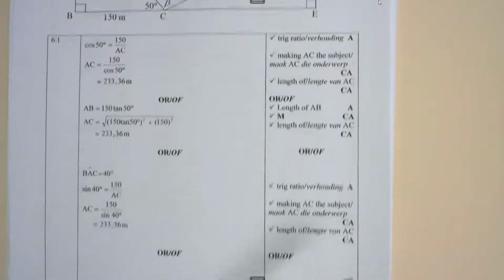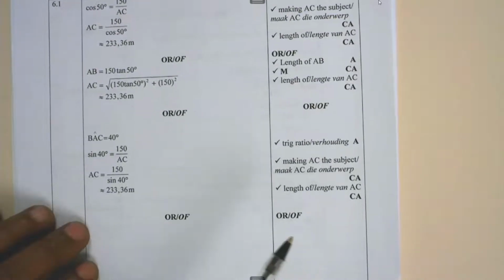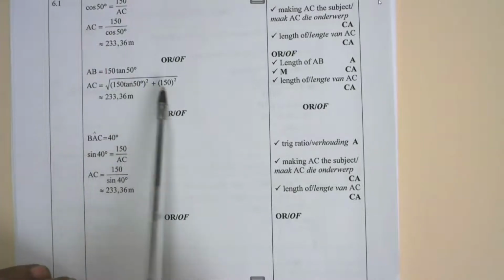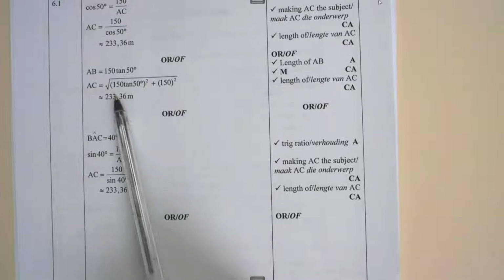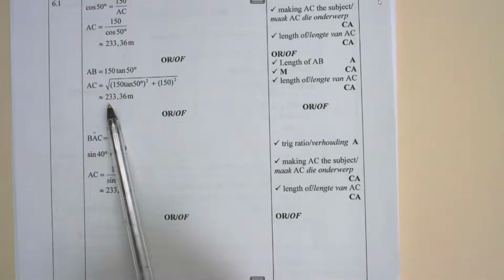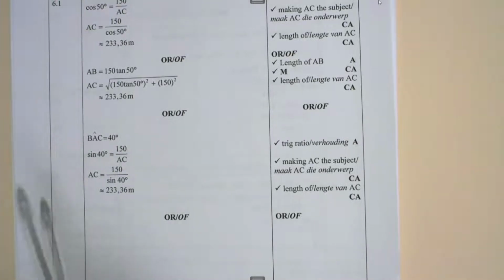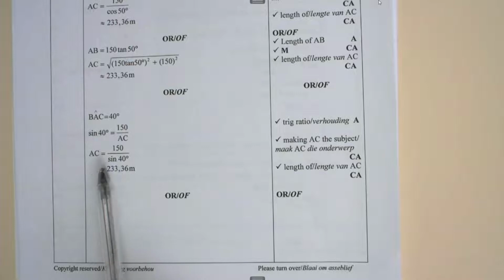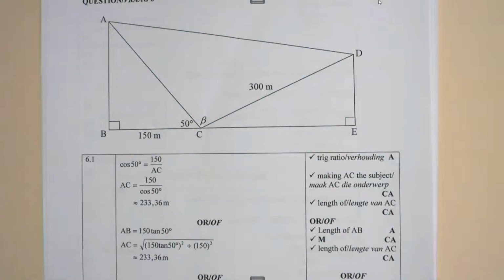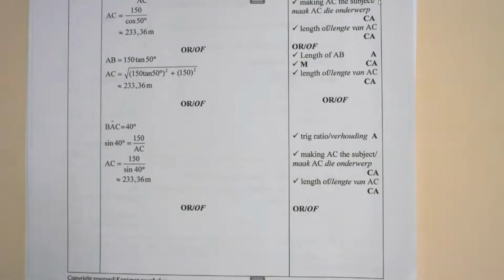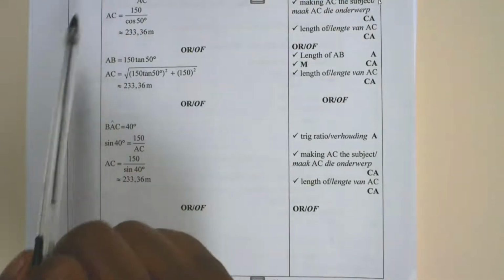Or another alternative provided here is that learners may say AB is equal to 150 tan 50, and then it's also a mark, and then when they simplify here, they also get the same answer, which is 233,36 meters. Another alternative is BAC is equal to 40 degrees, then one can say sine 40, as you can see, this one will be 40 degrees. Then another alternative may be sine 40, which is opposite over hypotenuse, because now this side will become the opposite.